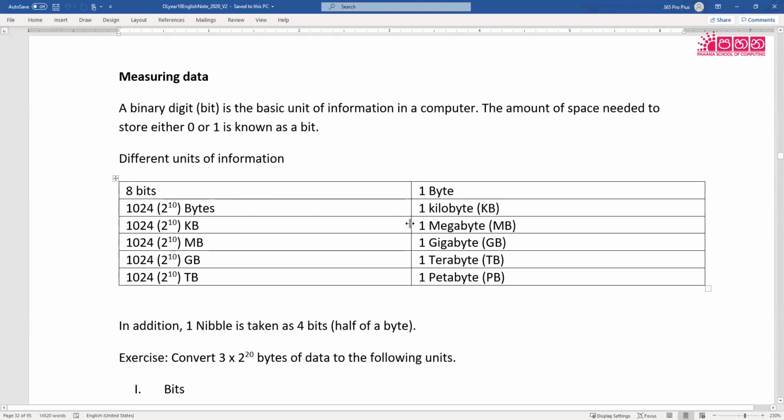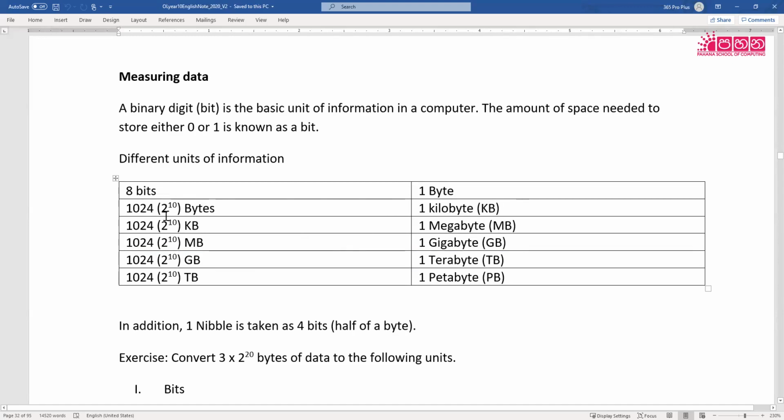1024 kilobytes will make 1 megabyte. 1024 megabytes will make 1 gigabyte. 1024 gigabytes, we have 1 terabyte. 1024 terabytes, 1 petabyte, and so on. So you see that it's always a multiplication of 1024 to get to the next level, right? So this 1024 is actually 2 to the power 10.